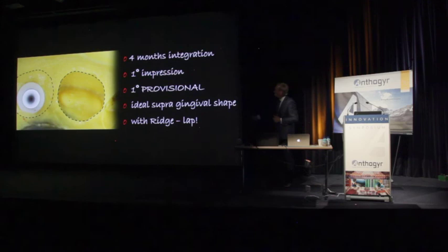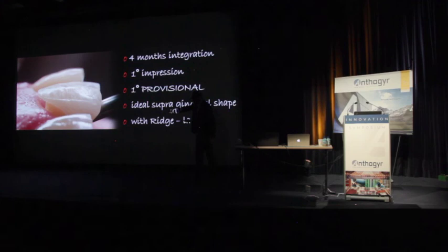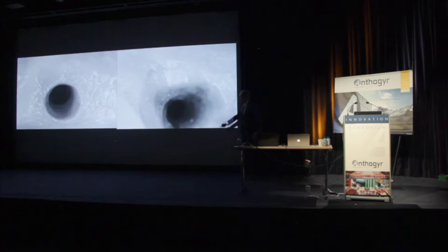A ridge lap looks like this. It's a wrong shape for the final restoration, but I use it in the provisional. You see that here, just to develop and shape my soft tissue. So it gives some pressure, as you can see. It leaves an imprint in the soft tissue. And 2 weeks later, I start to modify the provisional, like you see here.